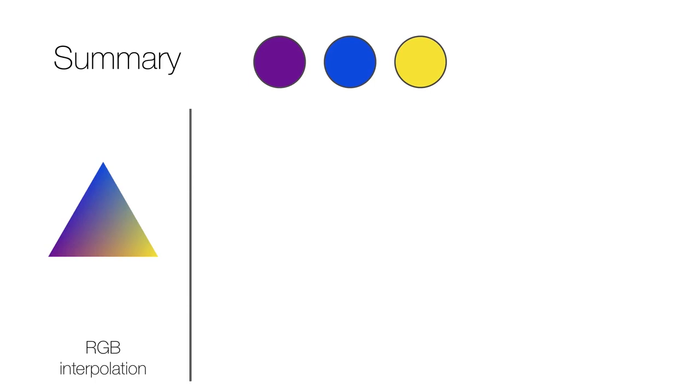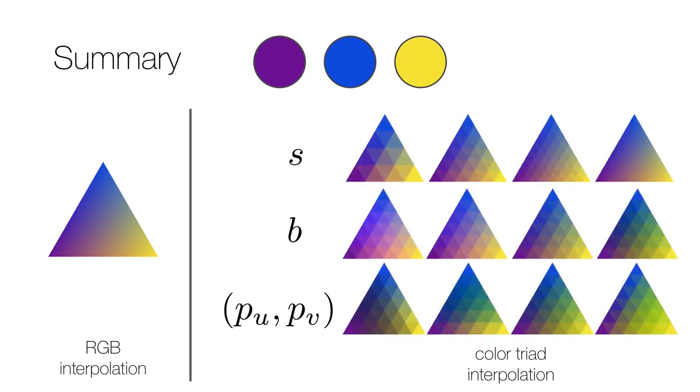In summary, for the same set of three colors, unlike regular RGB interpolation, which just has one predefined solution space, color triads allow varying its subdivision, blending, and focus point parameters to achieve a wide range of effects, and thus resulting in a stronger modeling capacity as well as additional creative affordances. We now use this color triad formulation to approximate existing distributions.